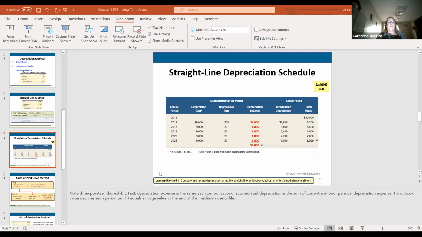All right, so the first thing we want to do is figure out the depreciation expense. So remember what goes on top. It's depreciable cost divided by the life. So how do we get the depreciable cost? The depreciable cost is our cost, $45,900, minus our salvage value, which is $6,000. So our depreciable cost is $39,900.